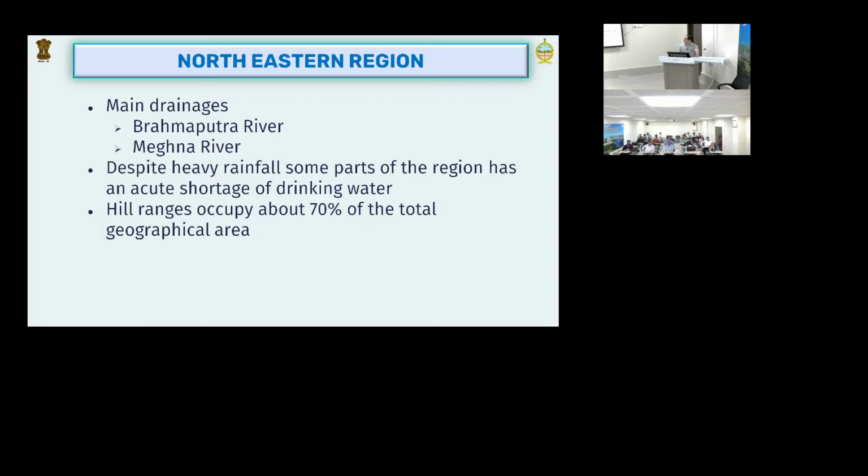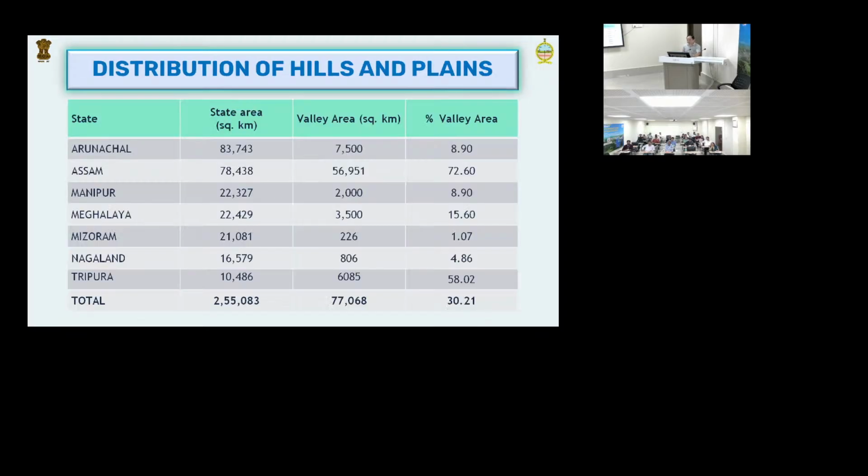So we all know that in the northeastern region the main drainage are the Brahmaputra River and Meghna, and despite heavy rainfall, we all know that we receive a good amount of rainfall, but during the lean period there is an acute shortage of drinking water. People are facing this acute shortage of drinking water, and the hill ranges occupy about 70% of the total geographical area. So we can say this is just a distribution of hills and plain. So a major part of these northeastern states is covered with hilly region, and in the hilly region we all know that people are dependent on springs for their drinking and domestic purposes.